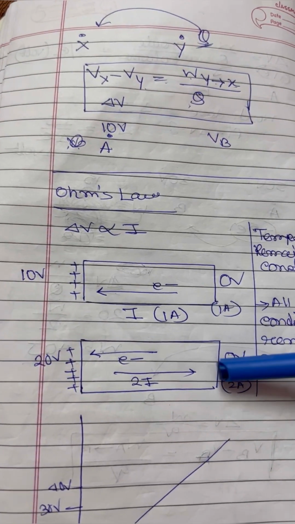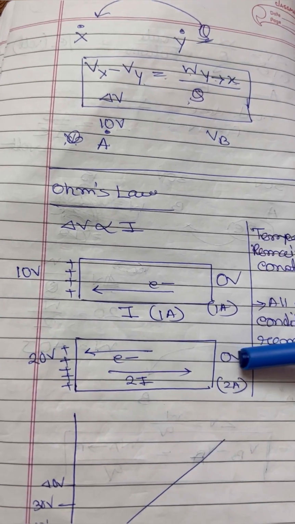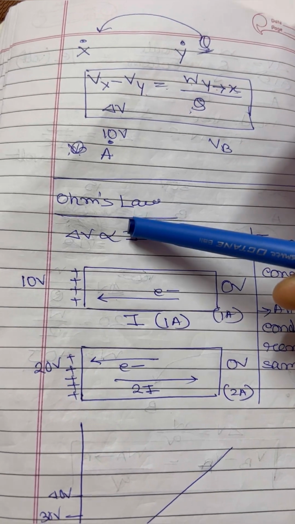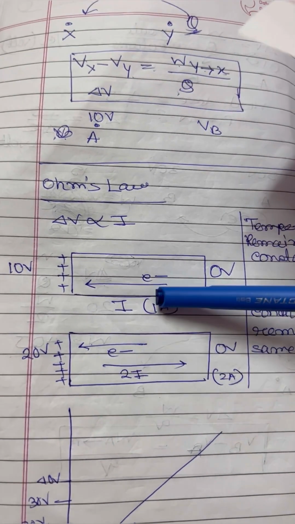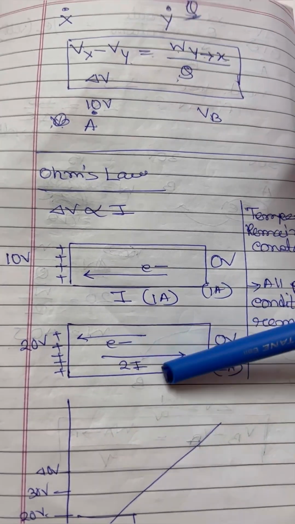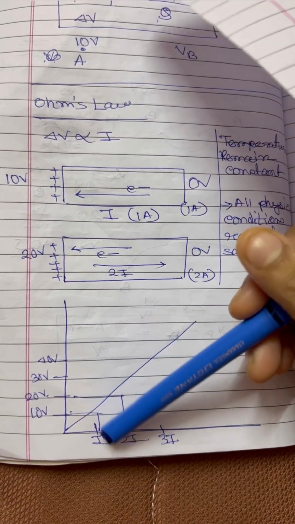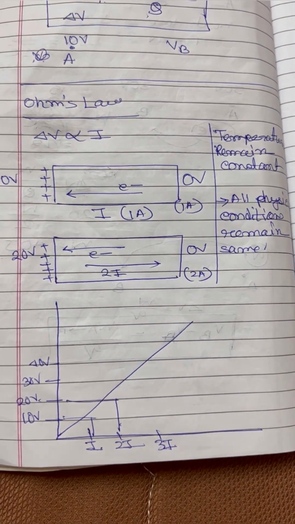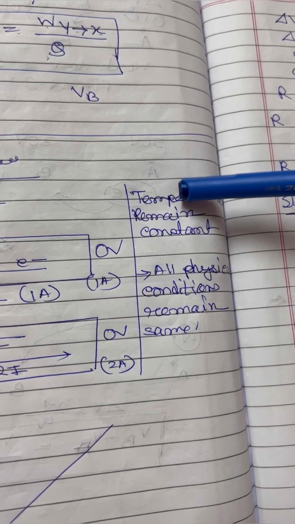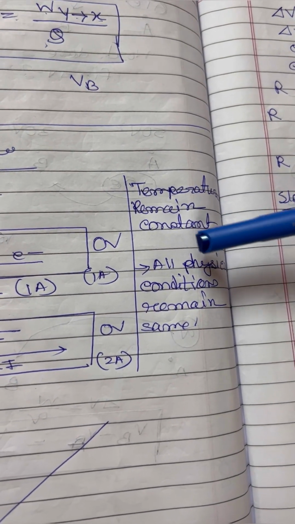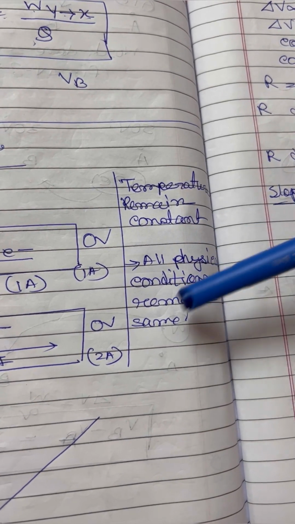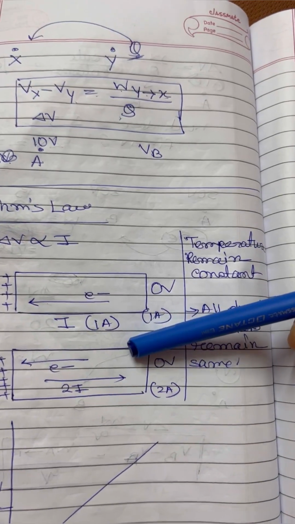In the next, we have increased the potential difference. There is 0 volt, there is 20 volt. If potential difference increases, then current will also increase. That's why before it was 1 ampere, now it is 2 ampere. So there is a graph. If we increase the potential difference, the current will also increase. The Ohm's law doesn't depend upon the temperature. It remains constant at every temperature, and all the physical conditions remain the same. At that time Ohm's law will be applied.